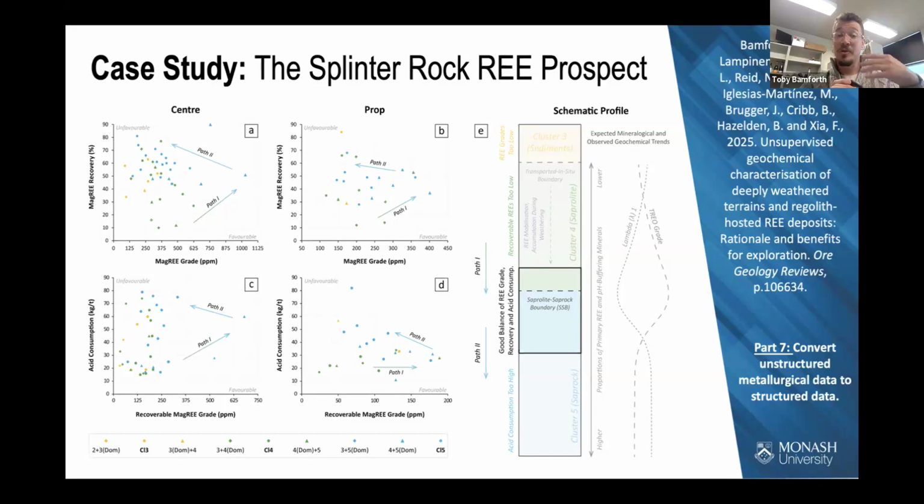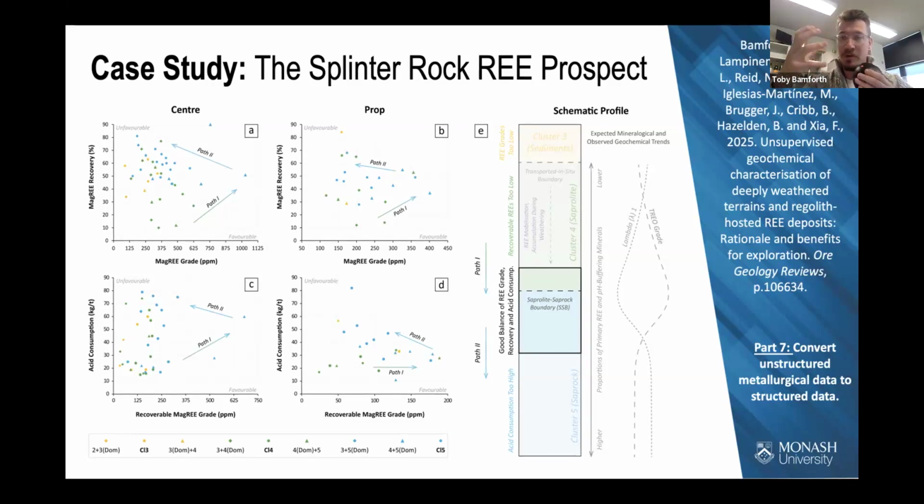But generally speaking, you can see this trend where at that saprolite-saprock boundary, that is the optimal place for a number of things: for rare earth enrichment as a whole, for relative heavy rare earth enrichment, for recovery, and also for acid consumption.